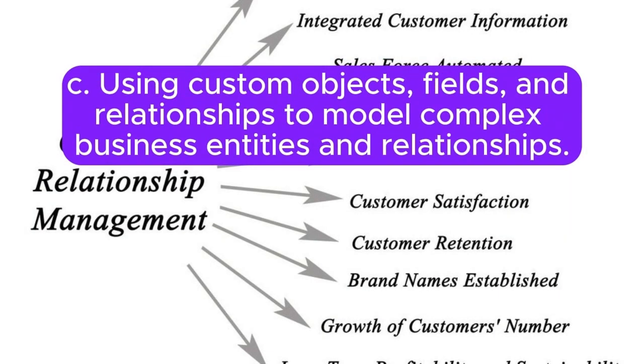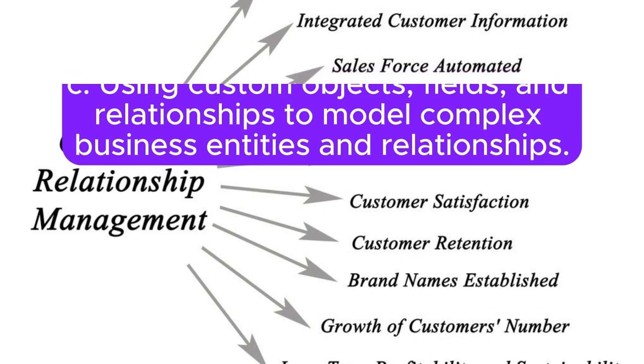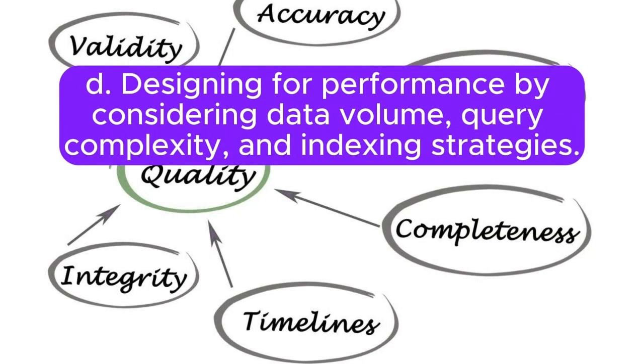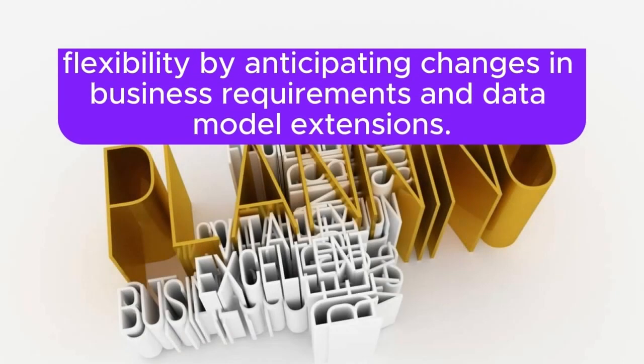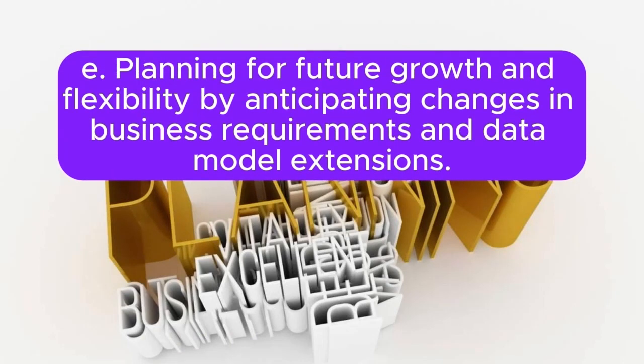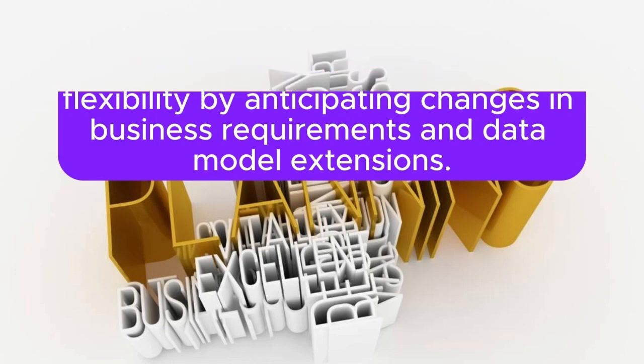C. Using custom objects, fields, and relationships to model complex business entities and relationships. D. Designing for performance by considering data volume, query complexity, and indexing strategies. E. Planning for future growth and flexibility by anticipating changes in business requirements and data model extensions.